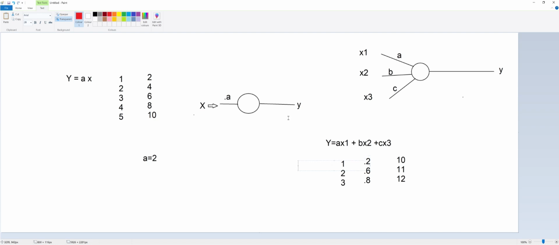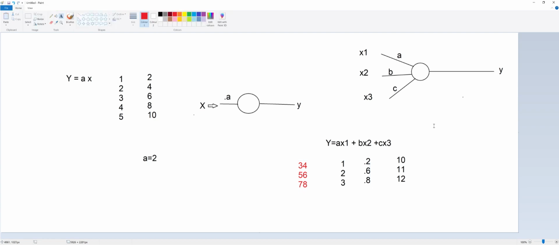Okay, so let's say it is 34, 56, 78, it's just numbers. What if somebody was to come and tell you that, you know what, I know what y is, and I know what the x's were, and I know for a set of x's what y value I got? And I want you to find out a and b and c. Well, technically, that's the whole idea of linear regression.